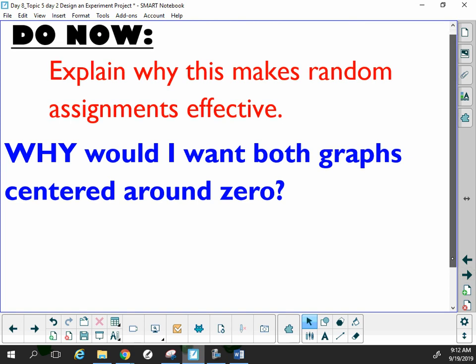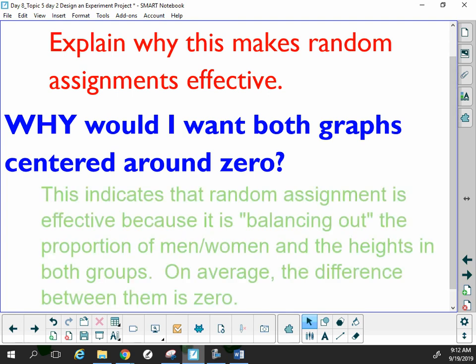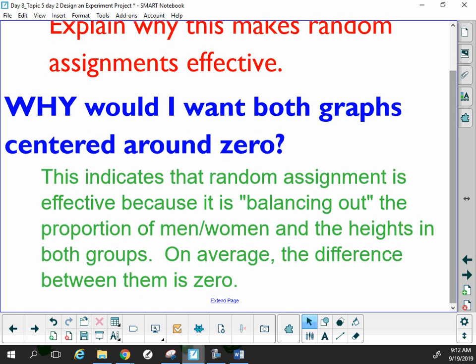So on your do now, you can just write it's not biased. I just really need something in your writing, but formally, this is really the answer. This indicates that random assignment is effective because it is balancing out the proportion of men/women and the heights of both groups. On average, the difference between them is 0, okay? You can write whatever you want to write regarding this on your bell ringer.